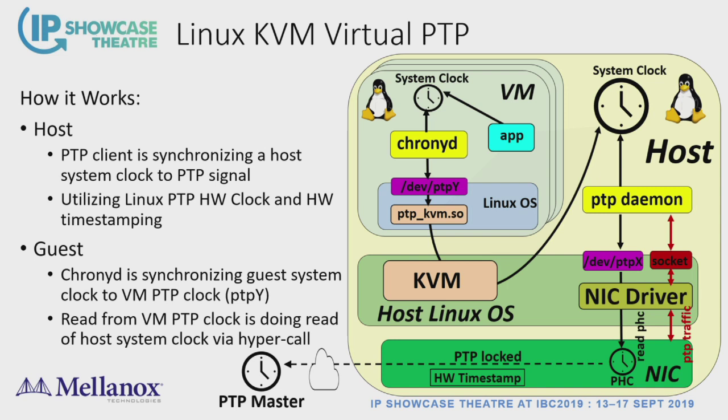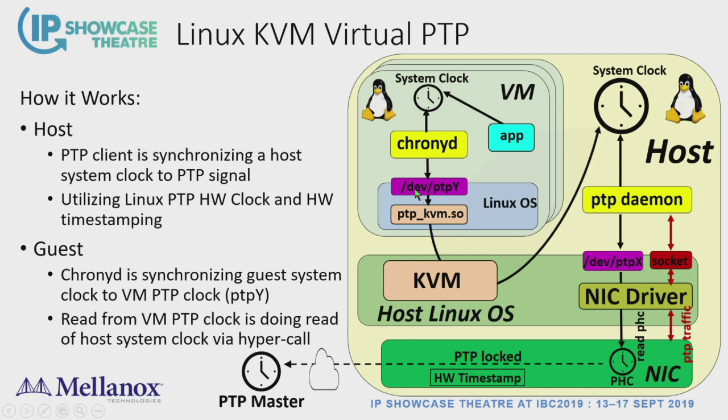So let's begin from a Linux KVM virtual PTP. How it works: we have a Linux host, a Linux guest, and we have the KVM hypervisor here. On the Linux host, we are running a PTP daemon. Since it is the host, it can directly access the hardware and utilize hardware timestamping, and it can utilize the Linux interface that allows to synchronize the PTP hardware clock on the NIC, the PHC. You can adjust frequency and offset of the clock on the NIC because Linux has such an interface. So running the PTP daemon on the host, it can utilize all the features and achieve a very high level of synchronization. And this PTP daemon is synchronizing the system clock of the host.